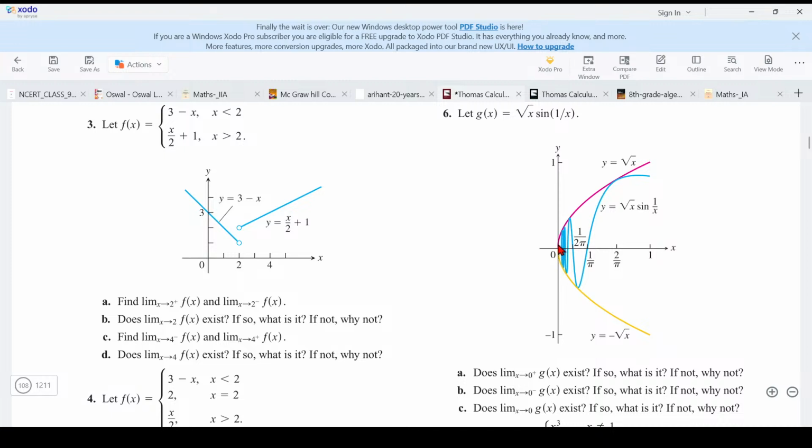So that is the beauty of the sandwich theorem. What is our sandwich theorem? If one function is above and one function is below, the one passing through the middle will also have the same limit.